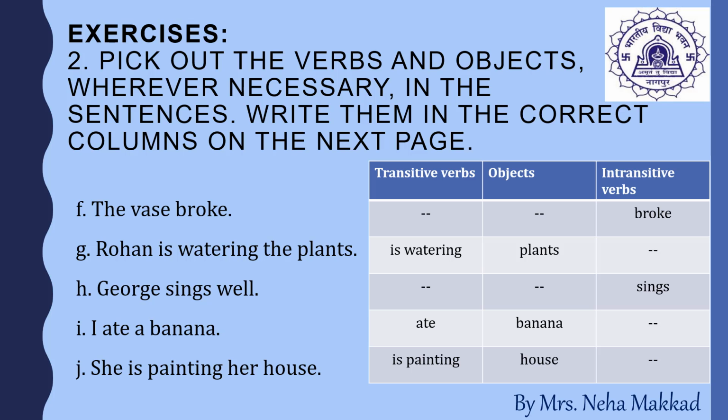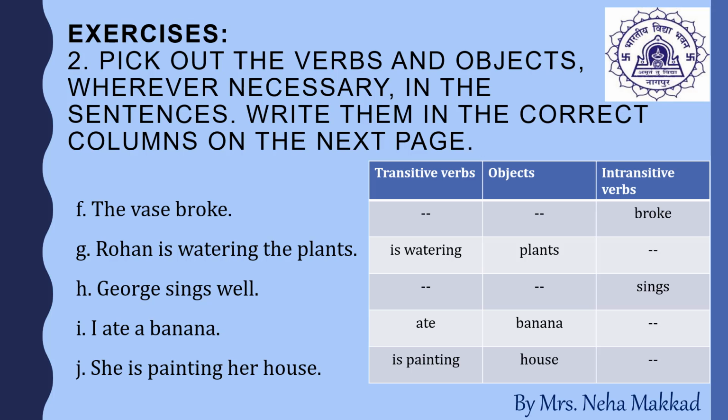Rohan is watering the plants. So, is watering is the verb and the plants is the object. So, now children, the action of watering is being passed on to the plants. So it is an example of a transitive verb. Wherever the action is transferred to the object, it is known as a transitive verb. And where the action is not transferred, it is known as intransitive verb.